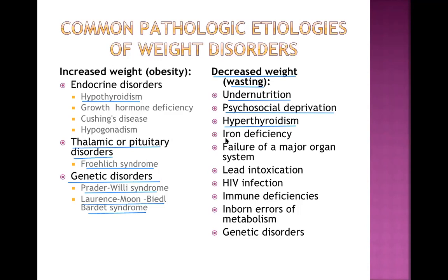Now, iron deficiency anemia is another cause of decreased weight. Failure of a major organ system like kidney failure, liver failure, even chronic heart failure. Lead intoxication. This lead is a heavy metal. HIV infection, HIV and AIDS, very important cause of wasting. Immunodeficiency disorder, because of repeated infection, the child will lose weight. Inborn error of metabolism, these are amino acid disorders, and genetic disorders like Down syndrome. So all these are important causes of decreased weight or wasting in a child.